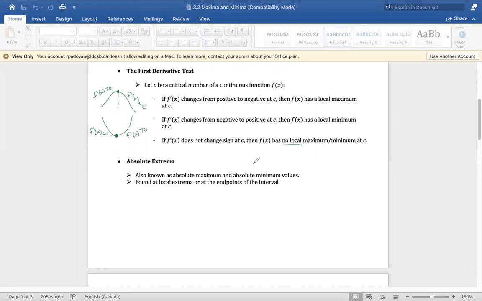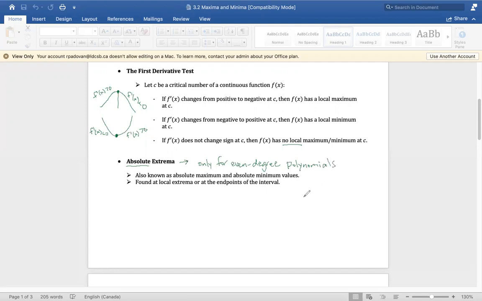What about an absolute extrema? You can call it an absolute maximum or an absolute minimum value. And what we mean is, if you remember from grade 12 functions, it only occurs for even degree polynomials. Only for even degree polynomials.